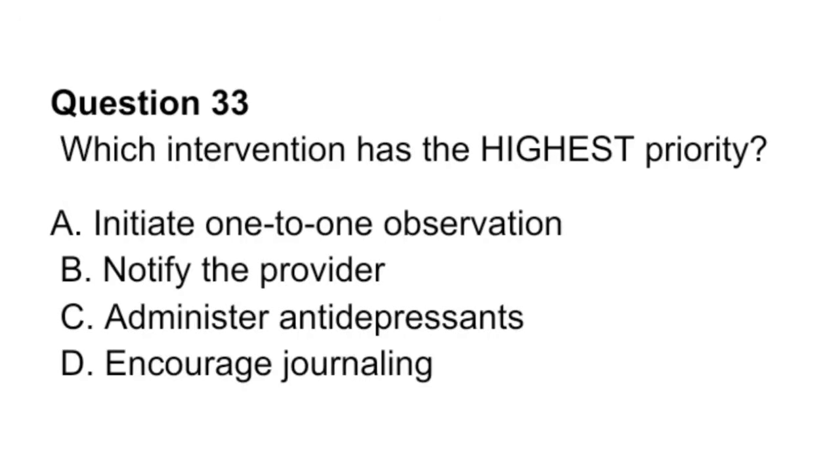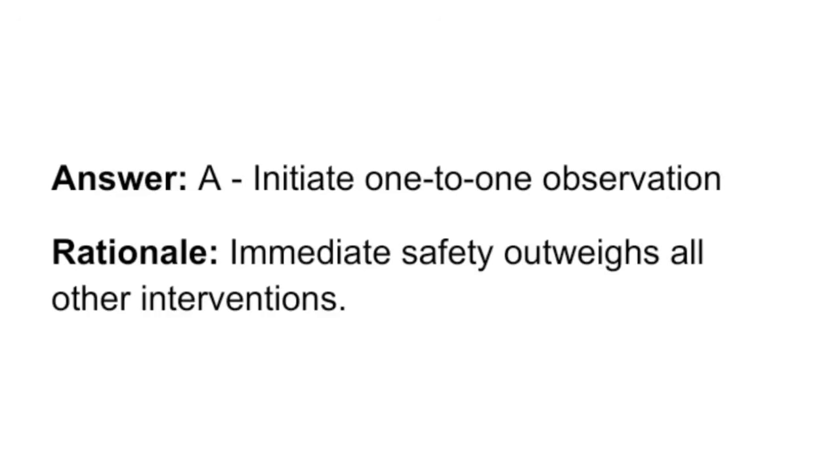Question 33. Which intervention has the highest priority? A. Initiate one-to-one observation. B. Notify the provider. C. Administer antidepressants. D. Encourage journaling. Answer A. Initiate one-to-one observation. Rationale. Immediate safety outweighs all other interventions.